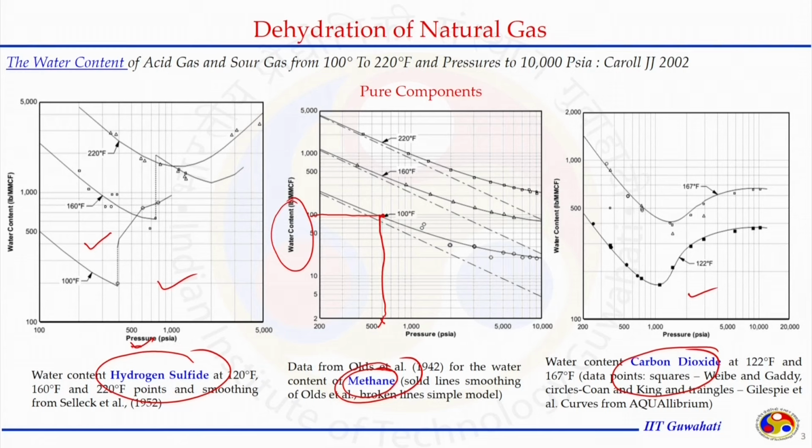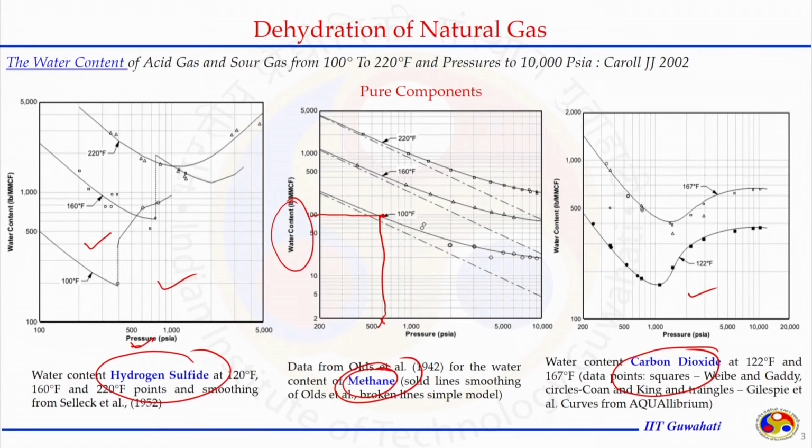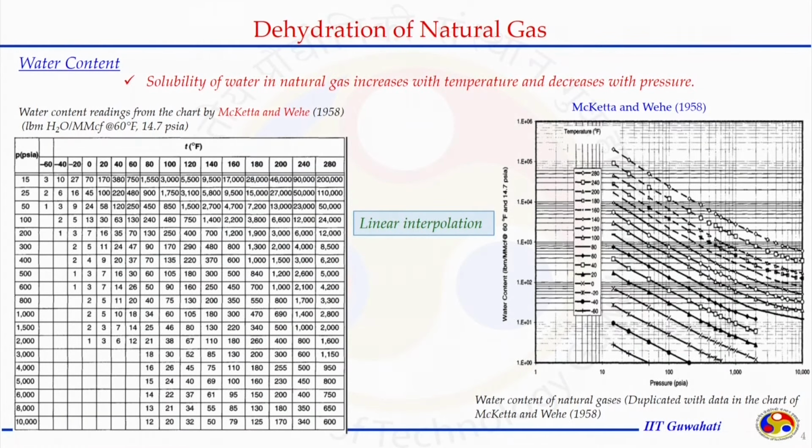We had seen this for the pure component. When it is a mixture, the behavior will be different, but the trend will be the same: when we increase the pressure, the water content decreases, and when we reduce the temperature, the water content decreases again. So the water content, that is the solubility of water in natural gas, increases with temperature and decreases with pressure, as we had seen for the pure component.